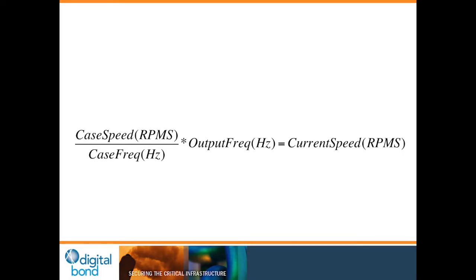So variable frequency drives calculate the RPM speed of the motor that they're driving. And they do that so that you can present that speed in RPMs on an HMI screen or something. The RPM speed is really basic math: they take the nominal RPMs of the motor, which is the case speed here. They take the nominal frequency of the motor, which is usually 50 or 60 hertz, depending on which country you're buying it in. You divide RPMs by hertz, multiply by the output frequency that the frequency converter is putting out right now, and that will give you the current speed in RPMs that the motor is running.